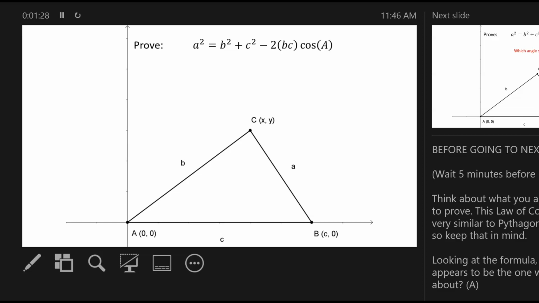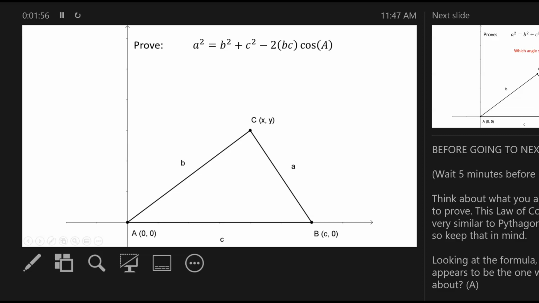Well, which angle do I care the most about in the formula? A. Which side am I going to care the most about in the formula? A. So what don't I want to chop, or what don't I want to make sure I chop when I draw this altitude? Side A or angle A, right?